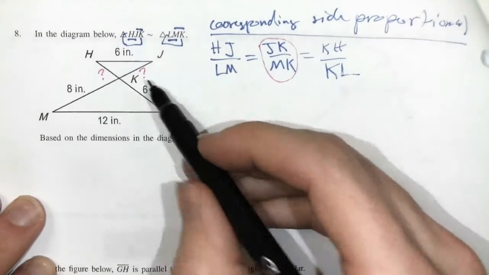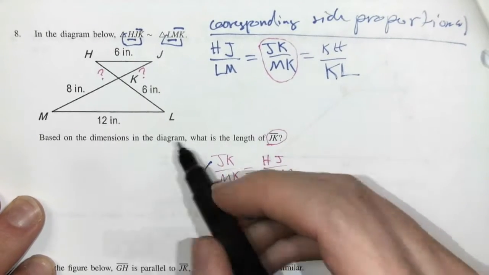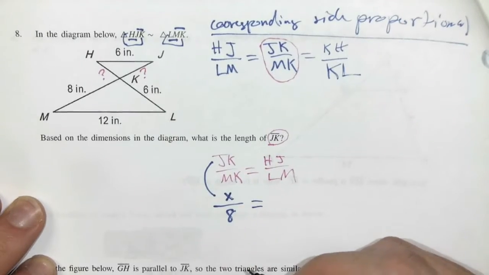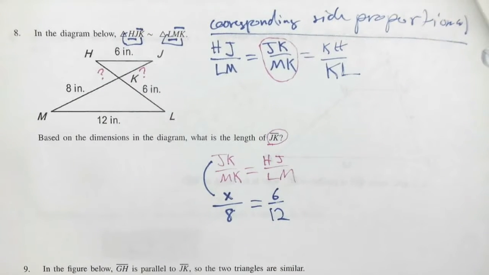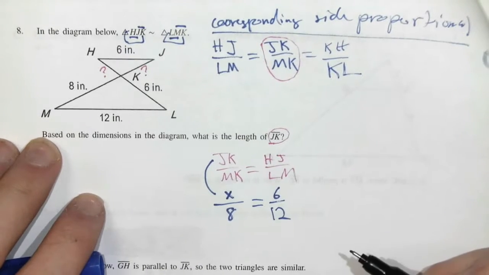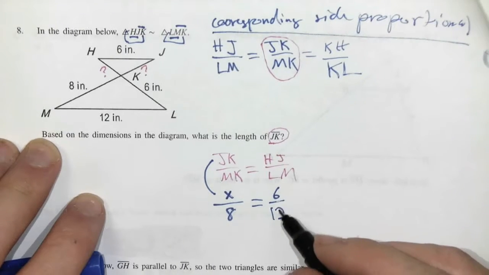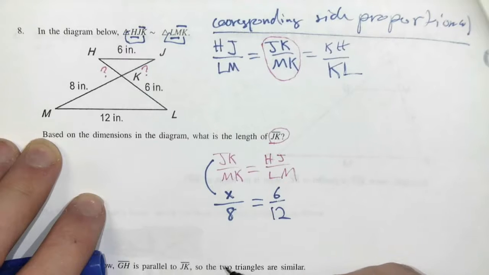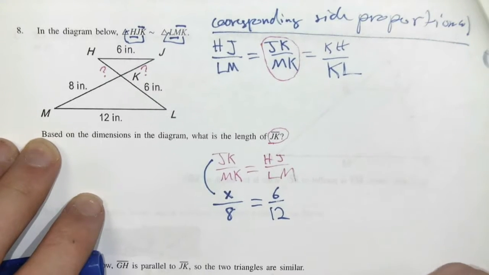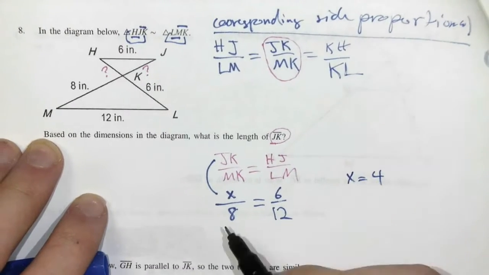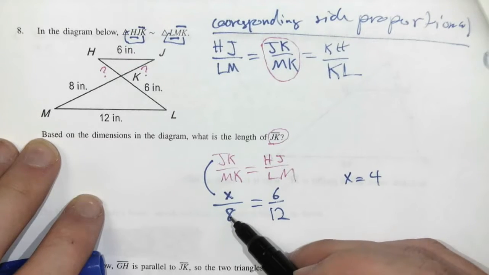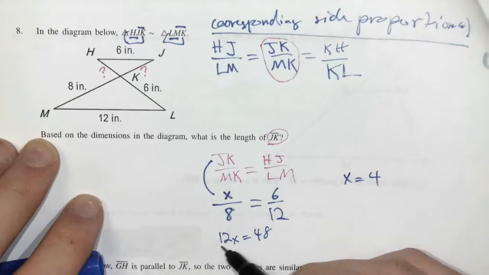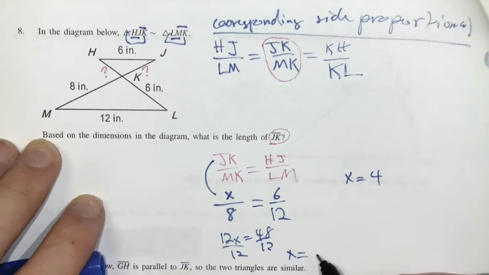Do my substitution. JK is the one we don't know. We'll call it x. MK is 8. HJ is 6. And ML is 12. Now, before we cross multiply or think about using our calculator, just point something out. 6 over 12 is what? Well, that's 1/2, right? So whatever this number is needs to make this 1/2. So what's 1/2 of 8? It's 4. Okay, so x equals 4. And I did that without doing any cross multiplying. Just by looking, this is half of this, so this needs to be half of that. If you did cross multiply, you have 12x equals 48, divided by 12, and you get x is equal to 4.